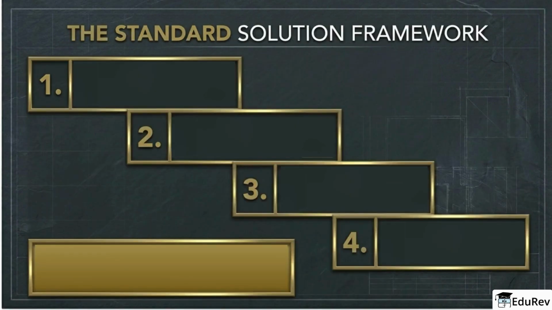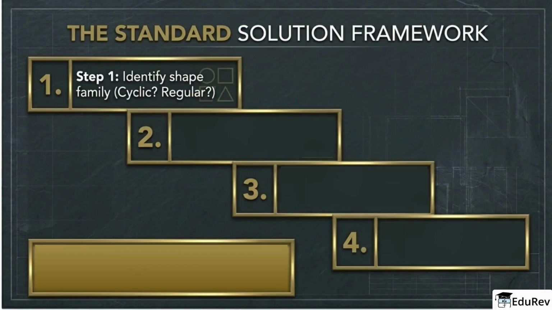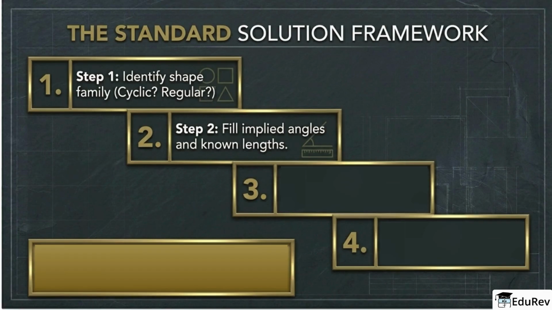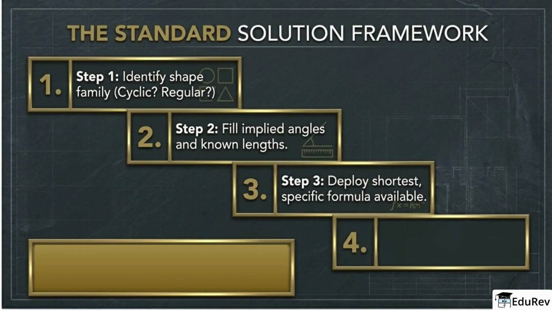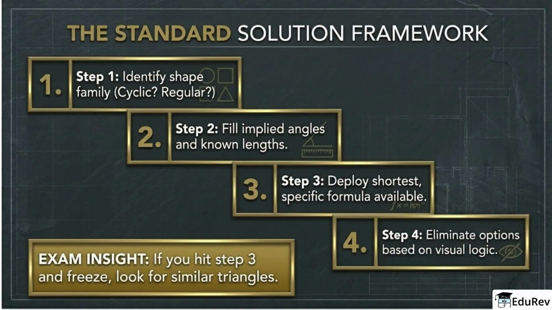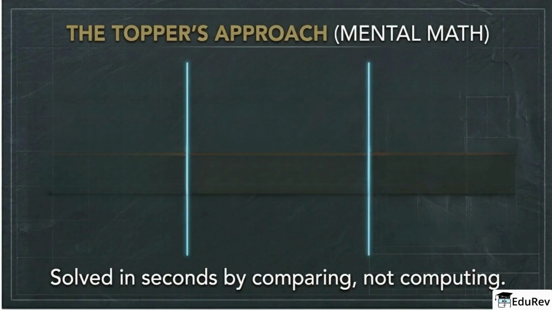A standard solution framework keeps the work controlled. First, identify the shape family, whether it is cyclic, regular, or some other known type. Then, fill in implied angles and lengths. After that, use the shortest specific formula available, not the longest one you remember. Finally, eliminate options based on visual logic. If you get stuck at step 3, the smart move is to search for similar triangles rather than forcing a new path. The topper's approach is very different from the slow, calculation-heavy method.